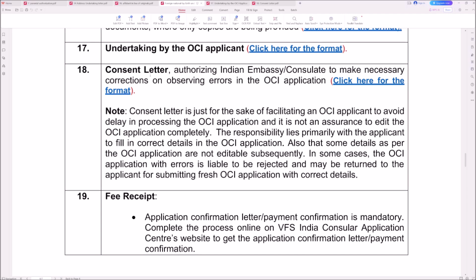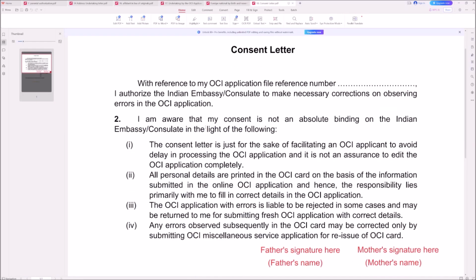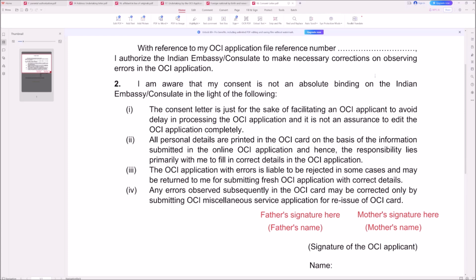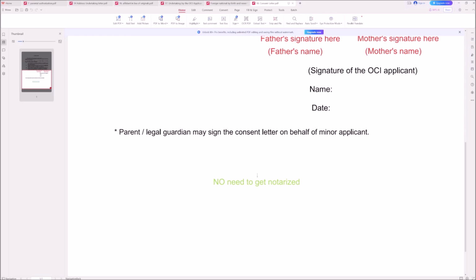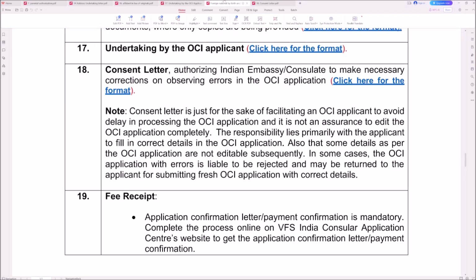For that, you need to provide a consent letter, and for the latest format, you need to click over here, and then this is the document. You need to add the file reference number over here, and then instead of the signature of the OCI applicant, the father's signature can be here, followed by father's name, mother's signature over here, followed by mother's name, and no need to get it notarized. So it is just a consent letter which is not notarized.